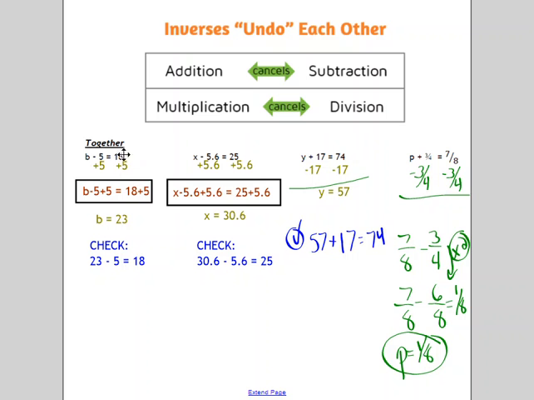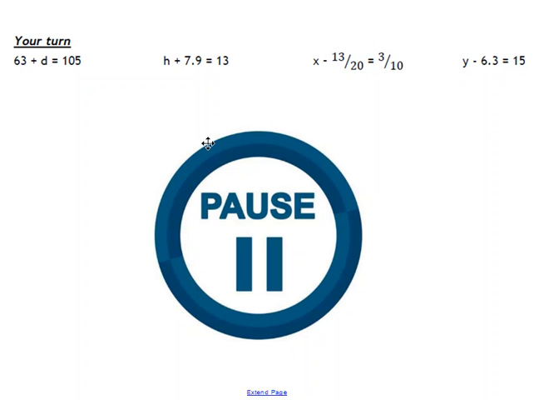So sometimes they give you whole numbers, sometimes they give you decimal numbers, sometimes they give you fractions. It brings a lot of skills that you've learned over the years into play with this concept right here. Now, I want you to try these next 4 on your own. Again, remember, get the variable by itself and then use inverse operations to help solve for what its value really is. Pause the screen and do these for yourself.